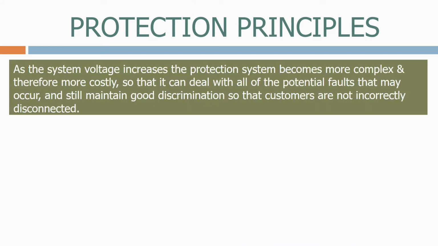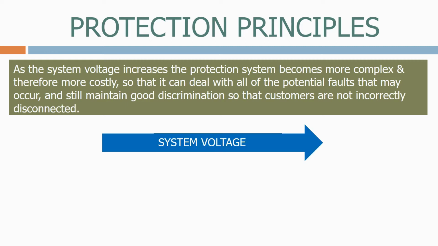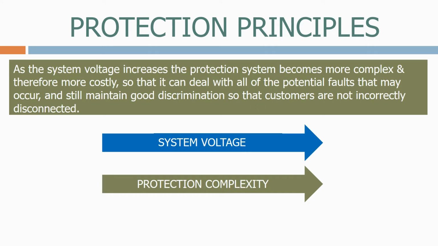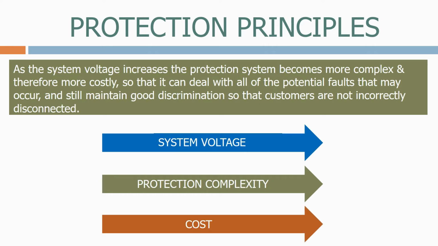As the system voltage increases, the protection system becomes more complex, and therefore more costly, so that it can deal with all of the potential faults that may occur, and still maintain good discrimination, so that customers are not incorrectly disconnected. Therefore, as the system voltage increases, the protection complexity increases, and the cost of the protection systems increase.